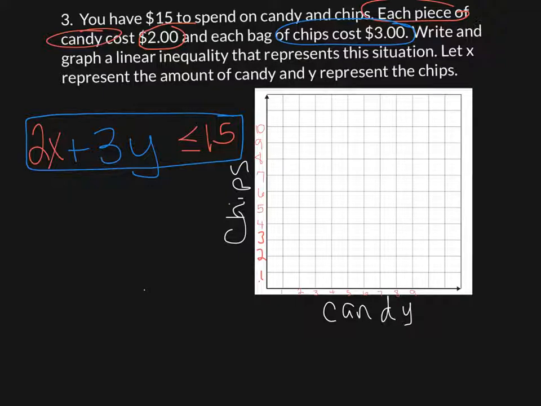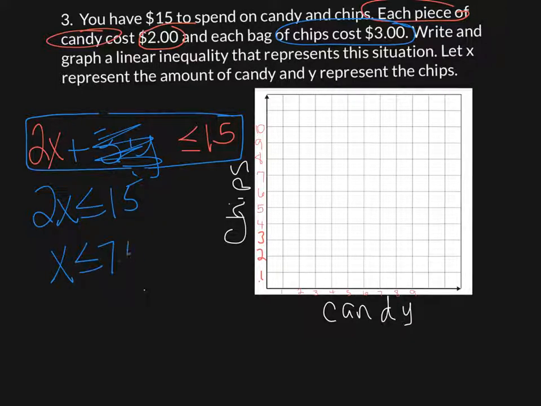Okay, so let's see if this works. So we're going to cross out, we're going to get rid of our 3y. So we have 2x is less than or equal to 15. So x is less than or equal to 7.5. So my x-intercept is 7.5, which is about right there. Okay, now.